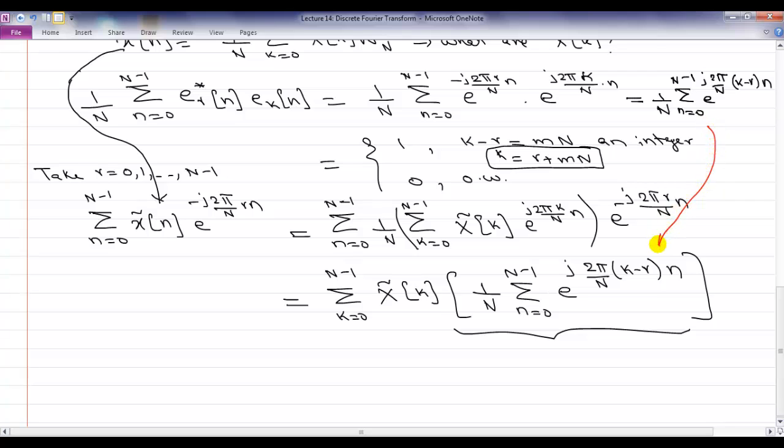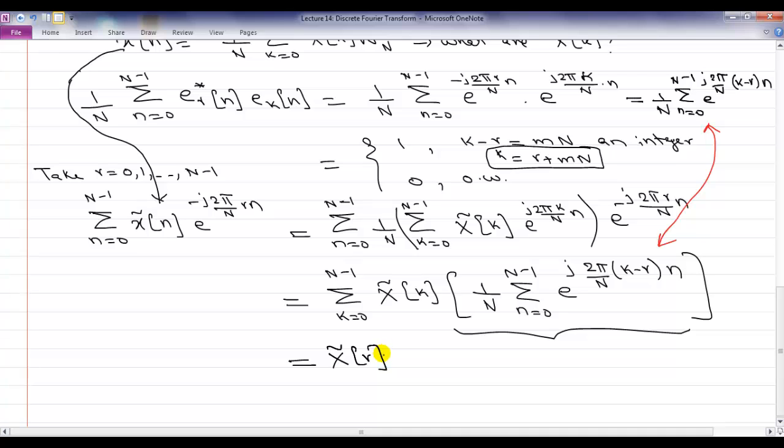If you compare these two expressions, based upon what we have written, this whole thing will be 0 for all k except k equals r. So the only term that will survive here, everything else will be multiplied by 0, except x tilde of k when k equals r. That will be equal to x tilde of r only. Everything else will be 0.